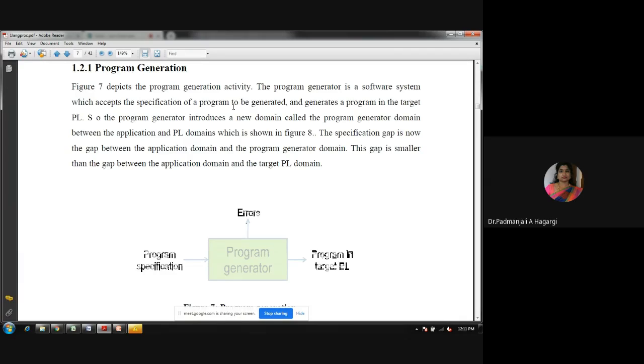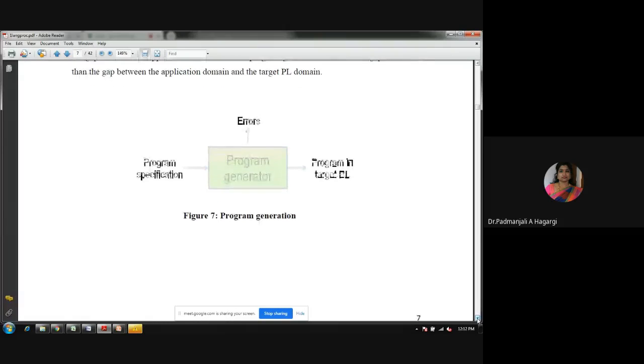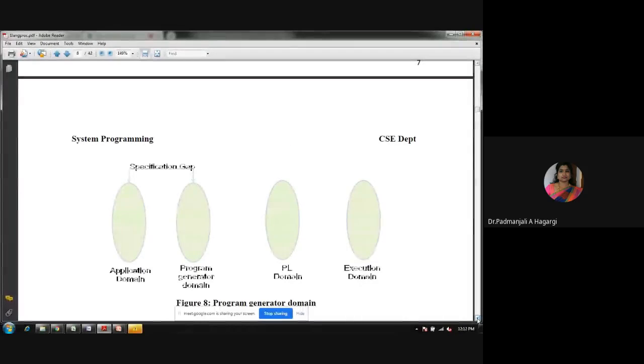So the program generator introduces a new domain, called the program generator domain, between the application and programming language domain, as shown in figure 8. Let me show you that figure. In figure 8, this is the application domain and this is the program generator. The program generator generates up to the target language.